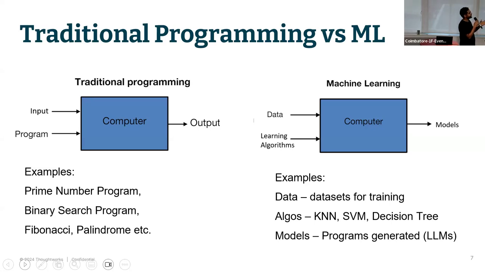In machine learning, unlike traditional programming, we have the data, which is the core of all things. Then we provide some learning algorithms to the computer. With the data and the learning algorithms, there is a phase called training. During the training process, it creates something called models. That model is what is actually used in the next part. If it is a language model, you give it a prompt, some question in English, and it gives you an answer. That is the fundamental difference from traditional programming.